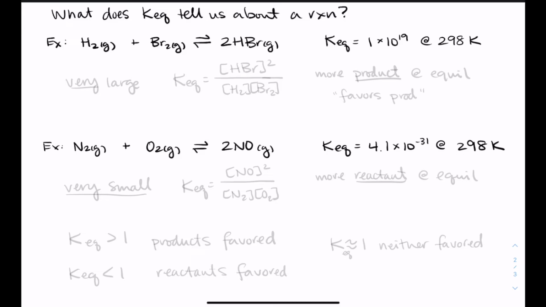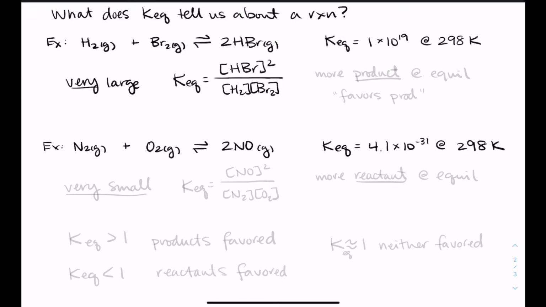So what does KEQ tell us about a reaction? For an example reaction, let's look at H2 reacting with Br2, and that's in equilibrium with 2HBr. This has a KEQ of 1 times 10 to the 19th at 298 K. So 1 times 10 to the 19th, that's a very large number. If I write my equilibrium constant expression, which you should always do to fit things into this model, it's the concentration of HBr squared over the concentration of H2 times the concentration of Br2.